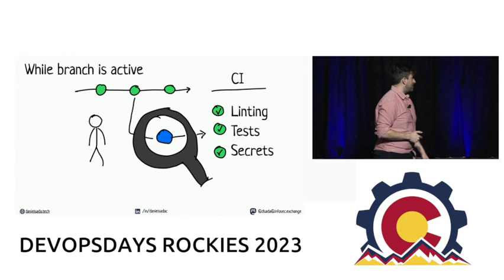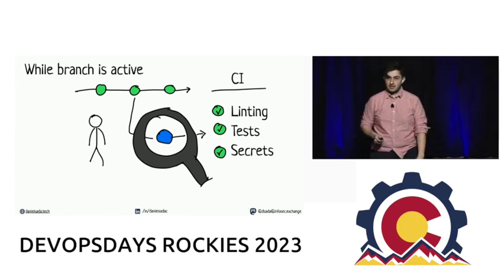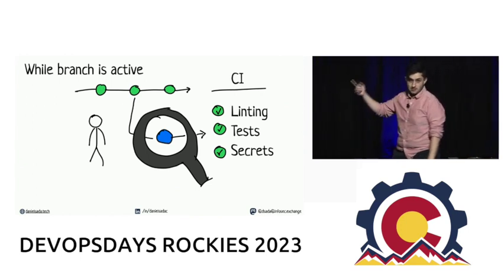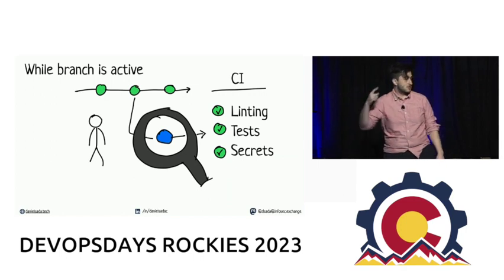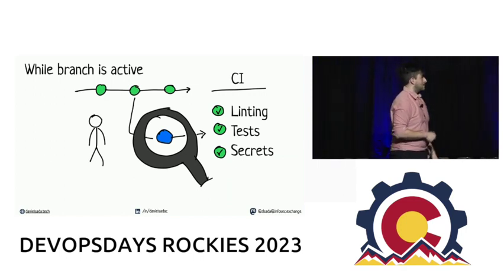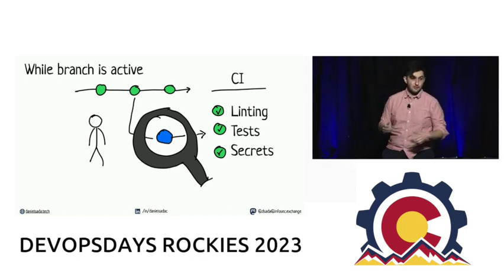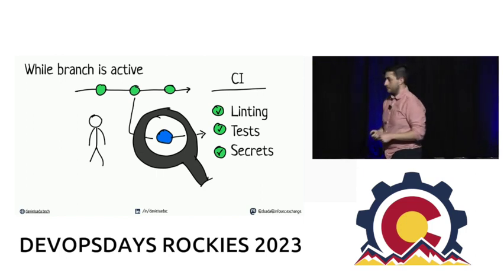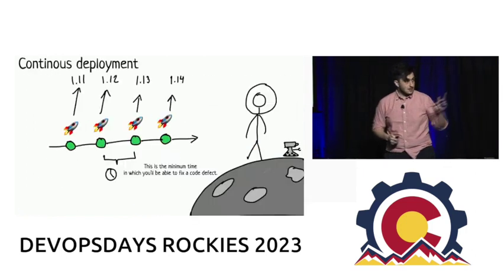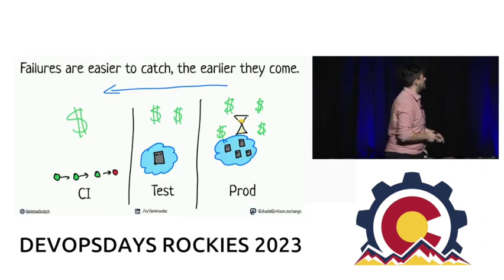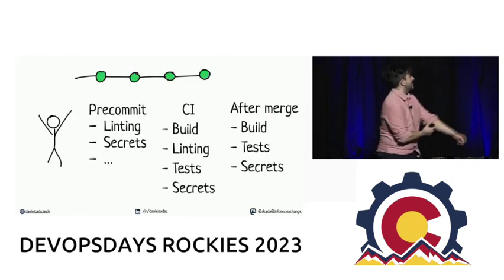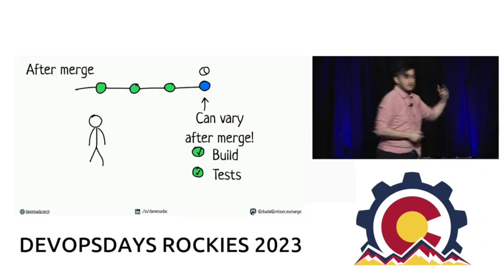What's the next step? CI. After they add a commit and they have their own branch, we check again. Linting, tests, secrets, everything we want to enforce, we can test it now on CI. Then the last step. The last step is after merge.